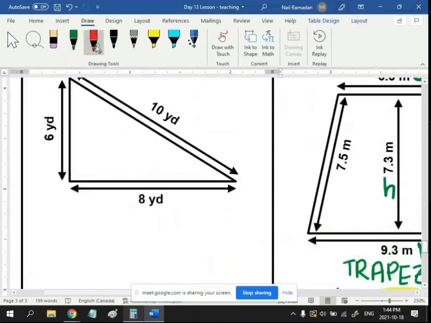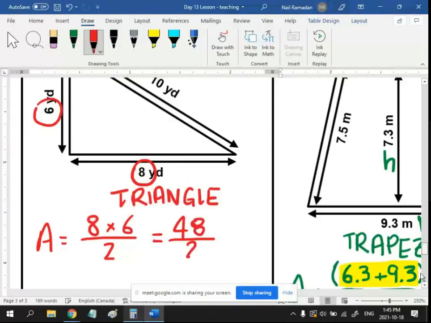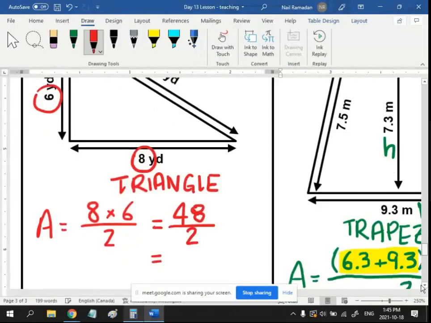What shape is this? Triangle. So let's write triangle. How wide is the base of this triangle? The base is 8. How high is this triangle? Perfect. So we can straightforwardly say A equals 8 times 6 divided by 2, which is 48, which makes it 24, and the unit is indeed yards squared. Thank you.